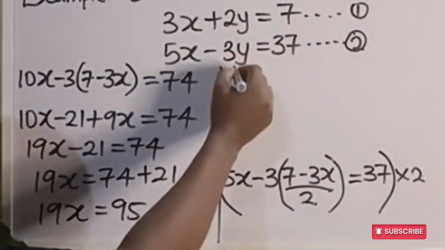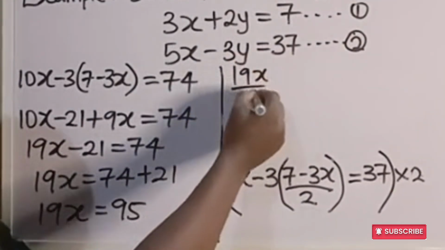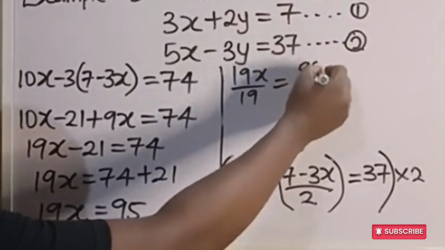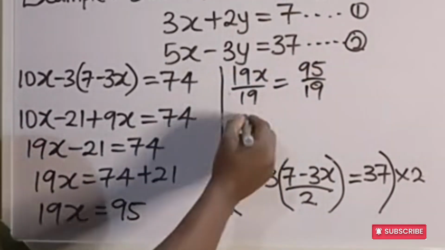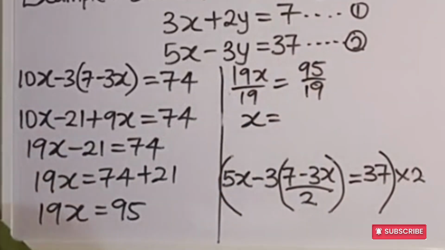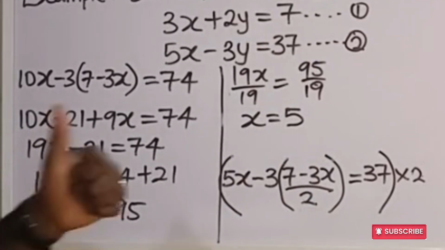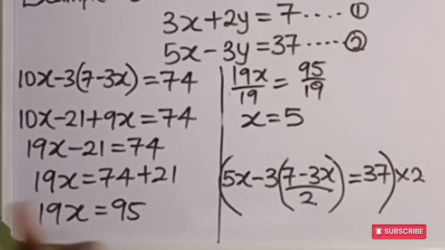So 19x all over 19 is equal to 95 all over 19. X will be equal to what? X is equal to 5. So now we've gotten the value of x to be equal to 5. So we've gotten the value of x, but we need to find the value of y.